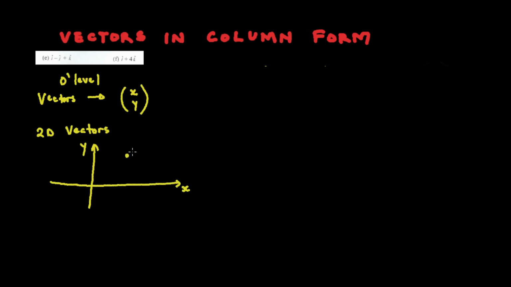We have a point A with its coordinates 2, 3. We connect the origin to that point. We put an arrow toziva kuti OA is xy, which is 2, 3. This is a rough summary of O level.